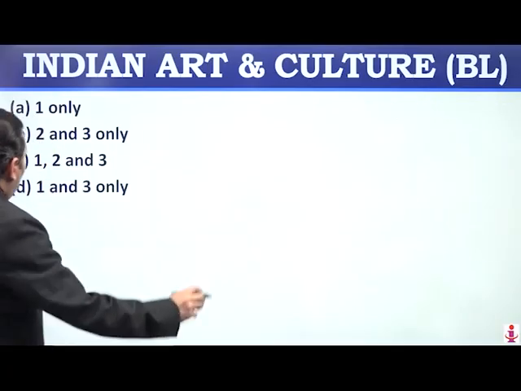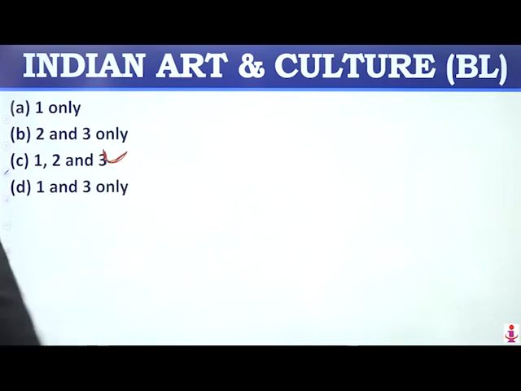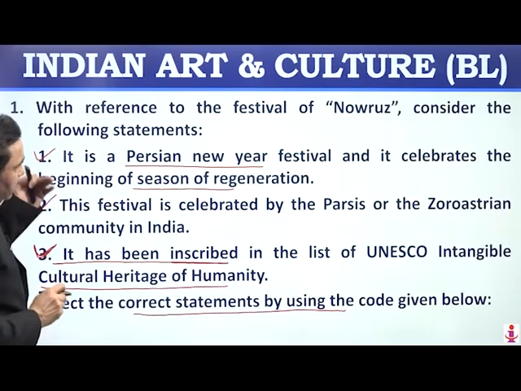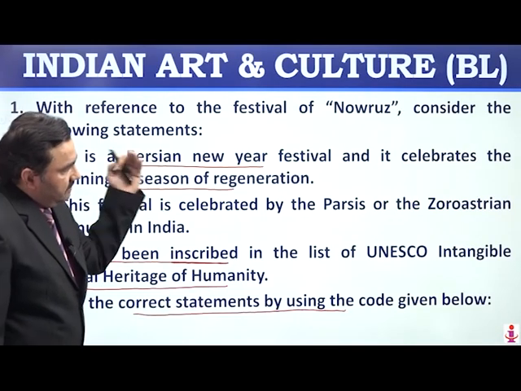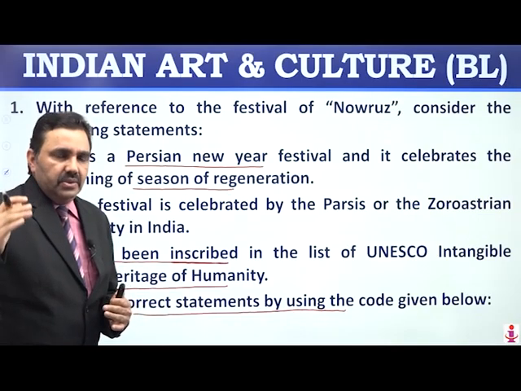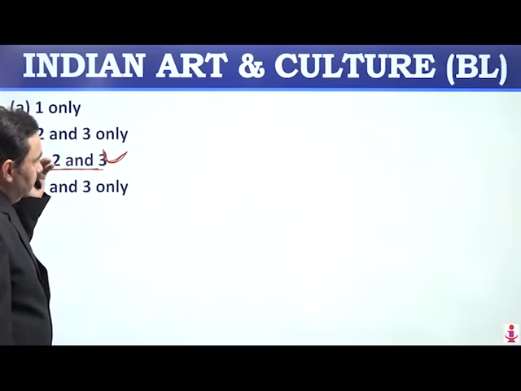Option here is 1, 2, and 3. So 1, 2, and 3 means C. So this is your right option. Because all the 3 statements are correct, it's a Persian New Year festival and it is celebrated by Zoroastrians and it is a part of UNESCO's Cultural Intangible Heritage List.